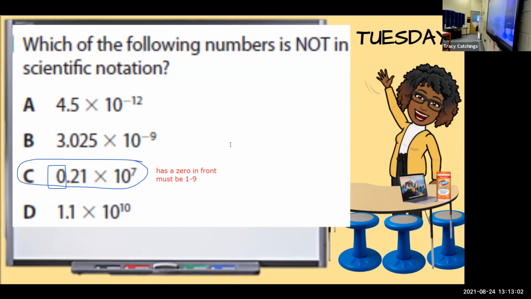Good job. That is correct, Faith. You were thinking correctly. It had a 0 in the front, so that would not be in scientific notation. Now, Jamal, we have to remember, scientific notation can have negative exponents, so that's okay. The main thing to look for is to make sure it has 1 digit in the front and that 1 digit is between 1 and 9. Great job, Faith and Kennedy. Any questions about it?